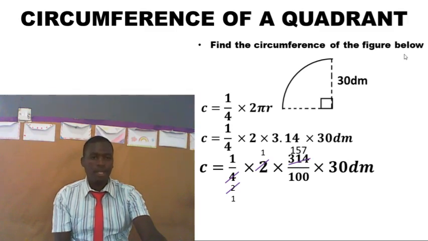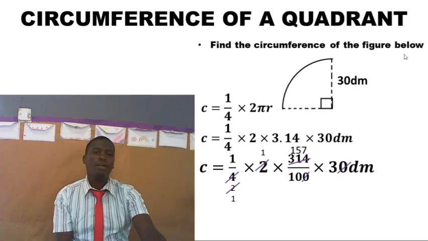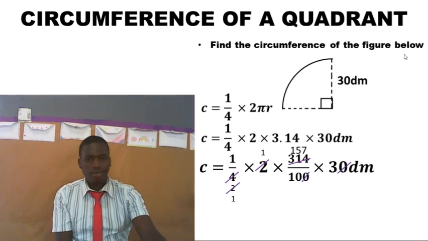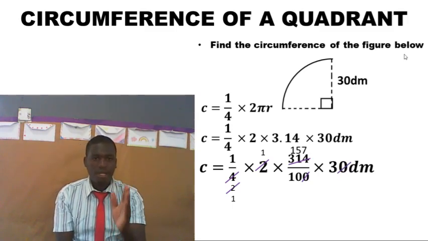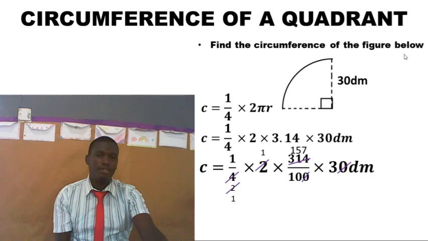Let's come down here. We divide by 10. By cancelling the zeros, 100 divided by 10, you get 10. Then 30 divided by 10, we remain with 3. What is going to be our next step? We are supposed to multiply 1 times 157 times 3. Only 3 has remained there after cancelling the zeros.